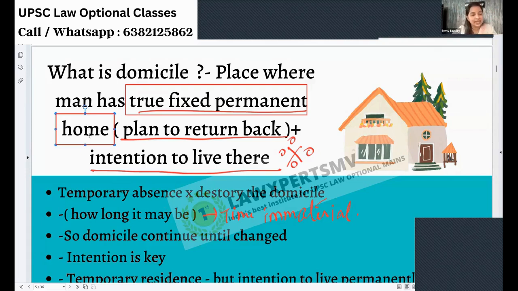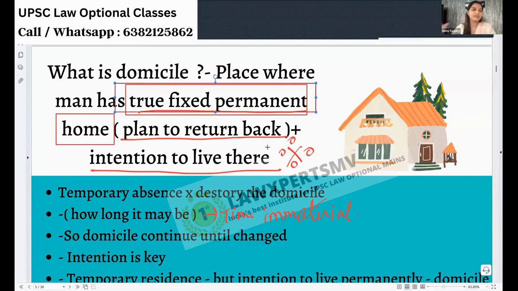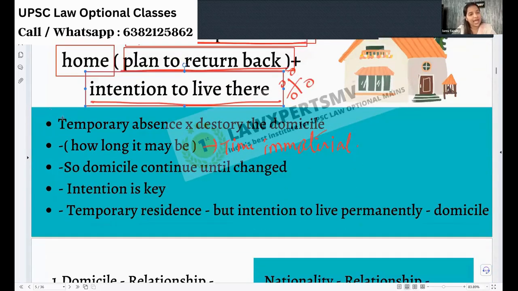Okay, so it is a place where a man has a true fixed permanent home. I have a true fixed permanent home there. Not only a wish, a reality. Okay. And I plan to return back to that home and I have an intention to live there. That is called my domicile. A temporary absence from a particular place will not destroy the domicile.